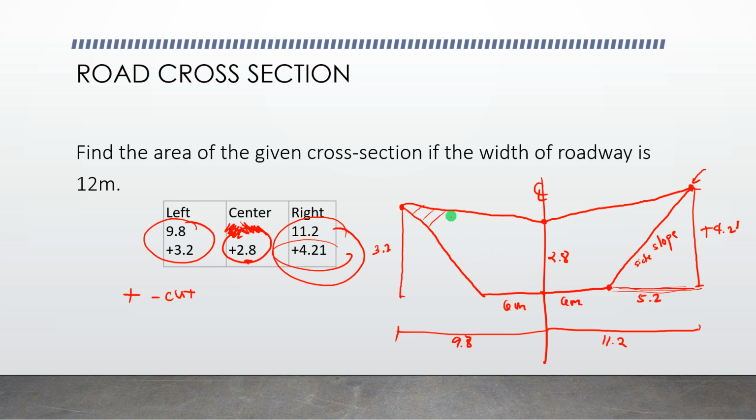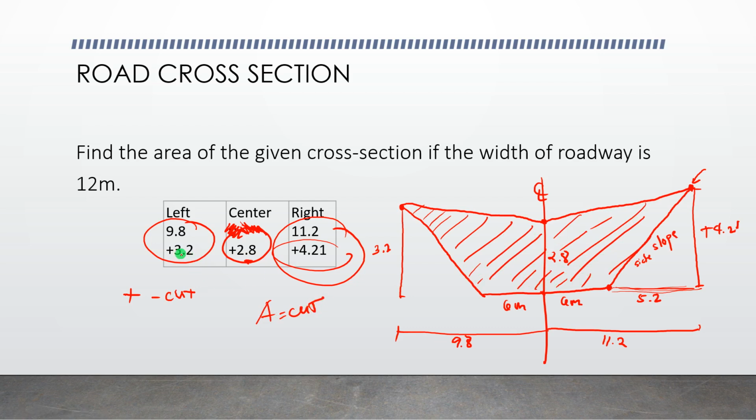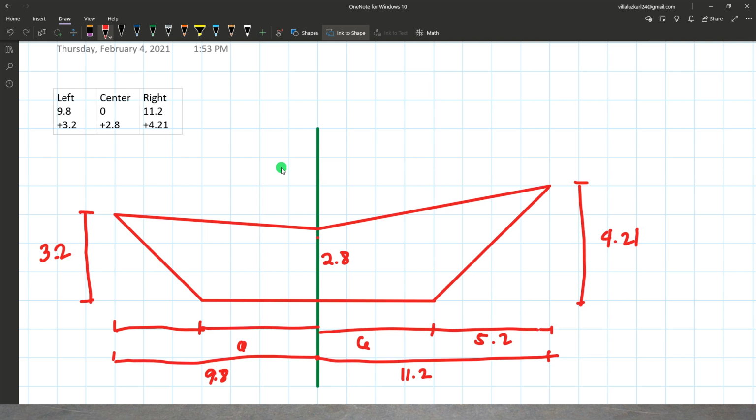This area here is the area that should be excavated, or the area of the cut. If your values here are negative, it means you are going to fill. Okay, so let's find the area of this. I just redraw the figure. So let's compute the cross-sectional area. 9.8 minus 6, this distance here is about 3.8.